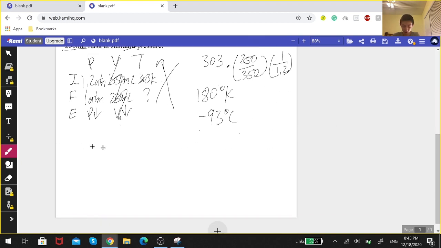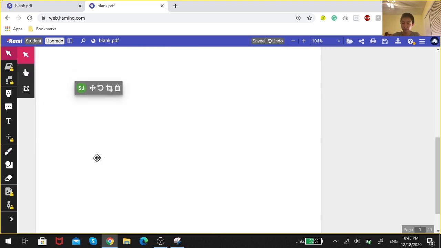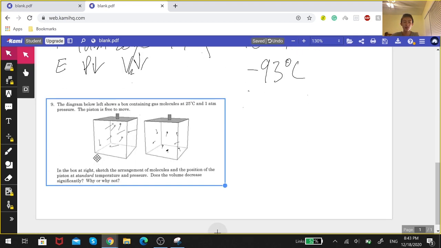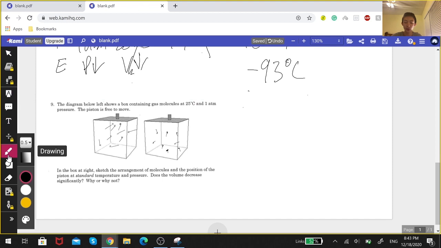Now our final question. It's asking us if the volume increased or decreased. Here's what we have in the beginning, and here's what we have in the end. In the beginning it is 25 degrees Celsius and 1 atmosphere. After, it turned into standard temperature and pressure. What does that mean? Standard temperature is 0 degrees Celsius, aka 273 degrees Kelvin.